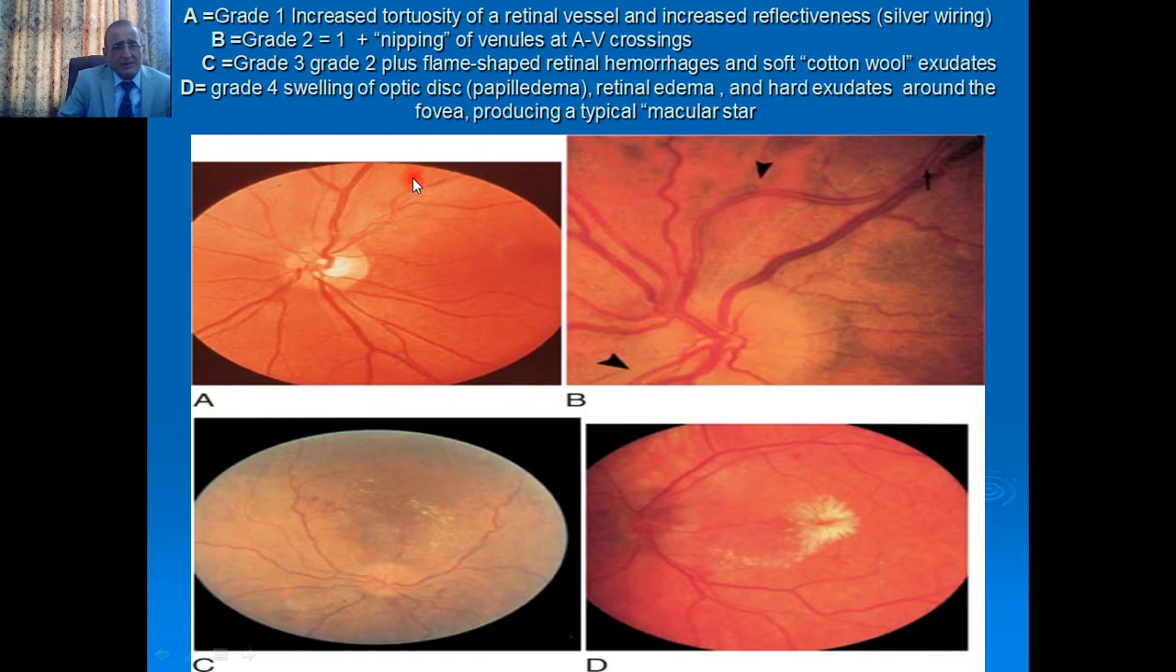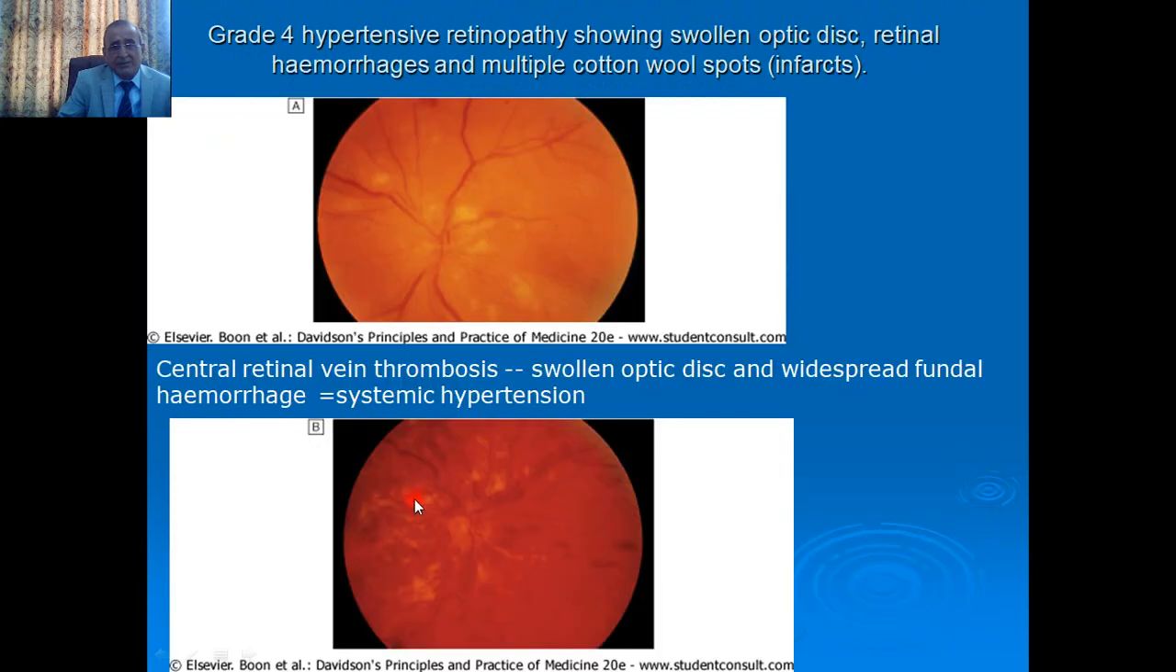This is stage 1, the reflex is increased because of increased thickening. Then the artery, when it crosses the vein, there will be nipping. And third, you will have exudate. And fourth, you have exudate and hemorrhage and papilledema. Papilledema with exudate and hemorrhage, when associated with high blood pressure and headache or neurological symptoms and signs, is called hypertensive encephalopathy. Anyway, presence of papilledema indicates a severe degree of hypertension. There is another complication called central vein thrombosis.